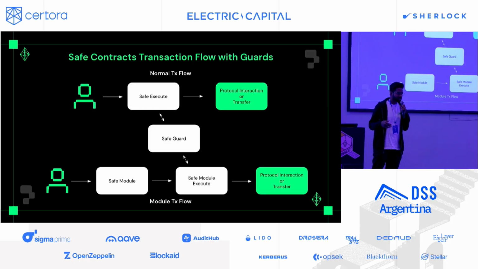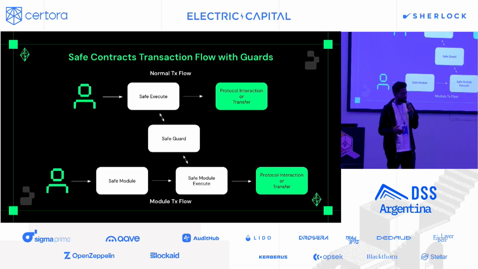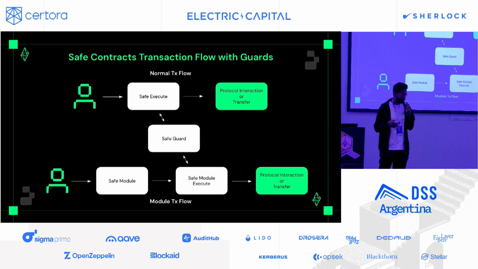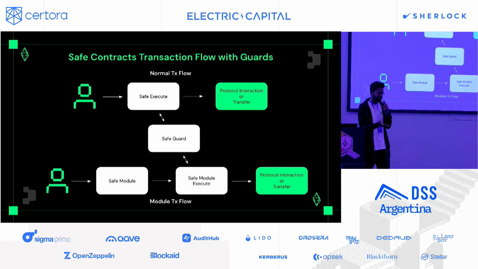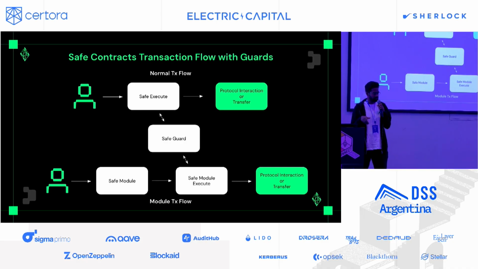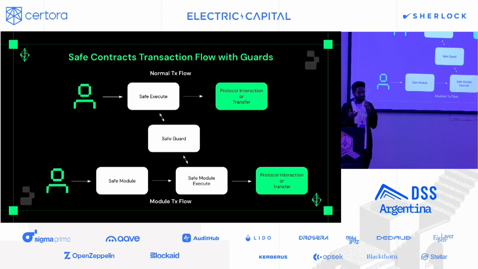So now we bring the guard into this flow. The user interacts with the Safe smart account again. This time, the guard has certain logic, certain checks for transaction verification, and the Safe checks these things in the Safe guard. Then the protocol interaction happens. So it's like a second layer of checks which can happen in the Safe smart account, not just the owner's signature. And the same happens with the Safe module. The user interacts with the Safe module. The module checks for the guard. If there is any verification to happen, then that happens, and the protocol interaction happens.